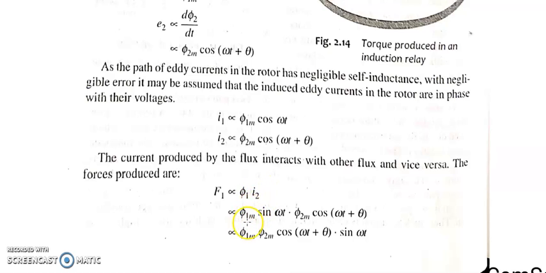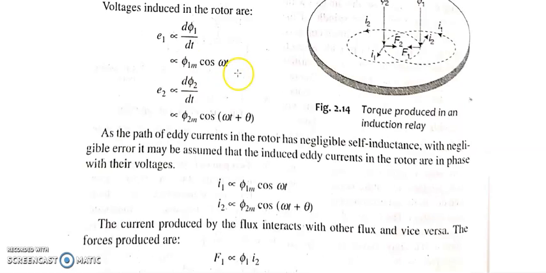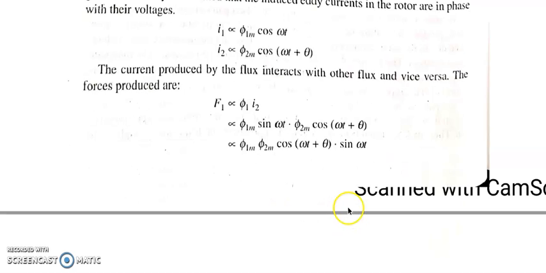Now I am going to substitute this phi 1. Already I know what phi 1 is. Phi 1 is equal to phi 1m sin omega t. I have substituted here. I2 I am going to substitute over here, that is phi 2m cos omega t plus theta. And again I am going to rearrange this: phi 1m phi 2m cos omega t plus theta into sin omega t. We are good at it, right?